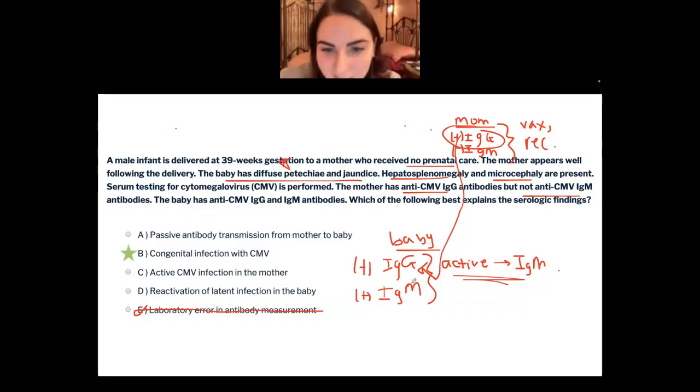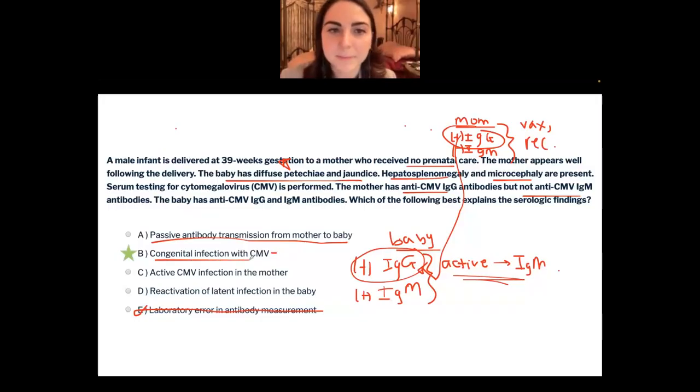If you have IgM, you are having an infection and you have signs and symptoms of an infection. But the trick with this one was, where did the positive IgG come from? This should mean that the baby's vaccinated or recovered, but it could also mean it crossed the placenta. It came from mom. So that's passive antibody transmission from mom to baby. This is the IgG portion, but this describes the baby's symptoms.